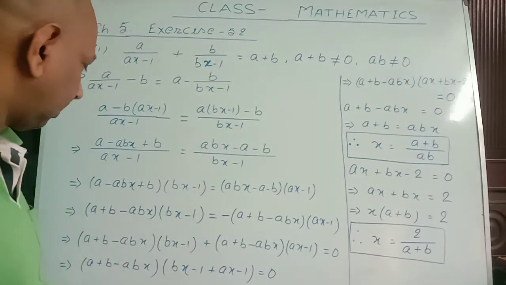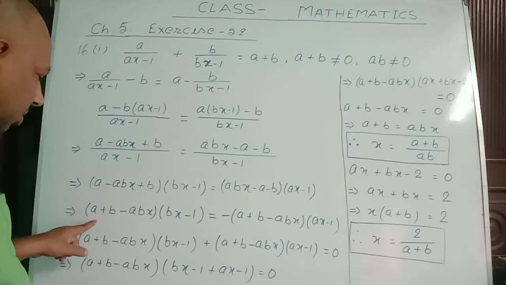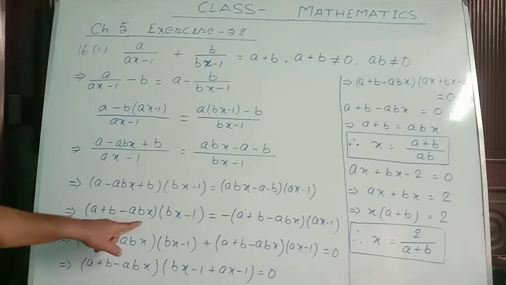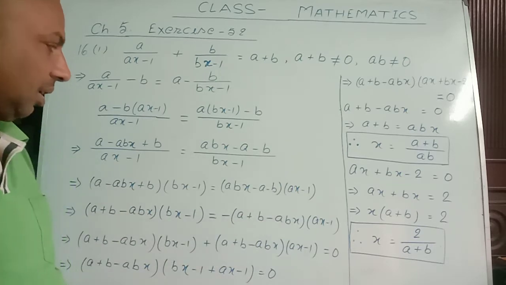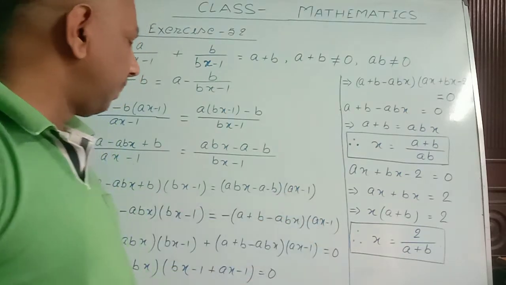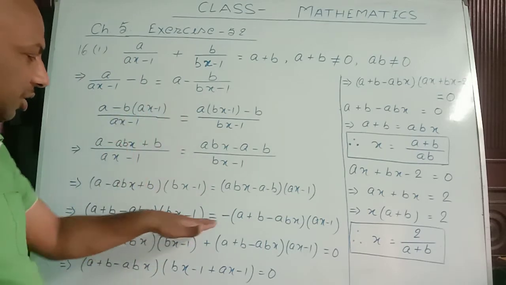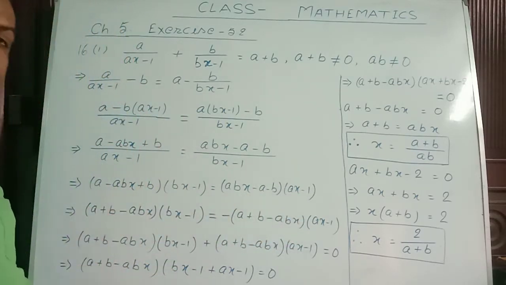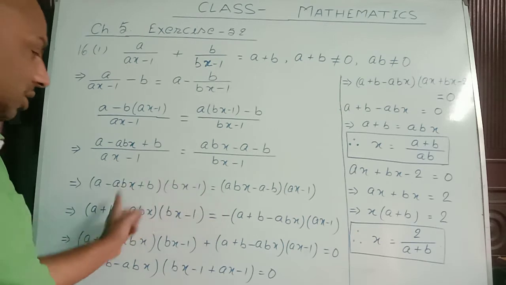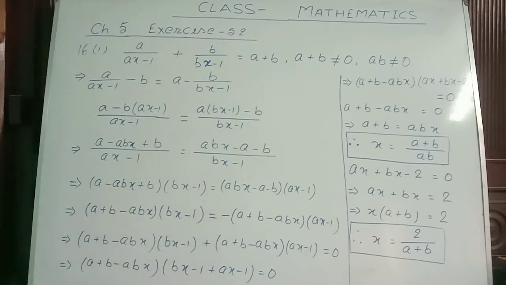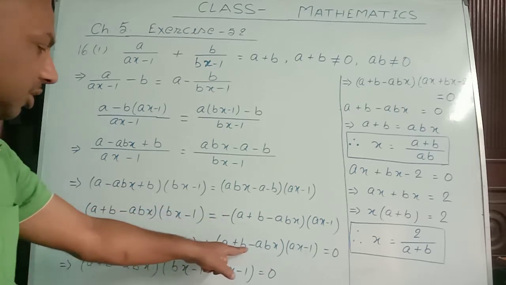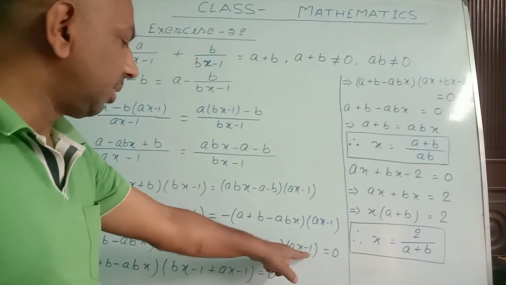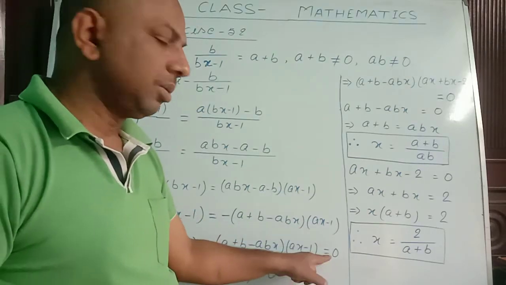Why did we write it? We write it to make the same term here. See, a plus b minus abx, and here also is now a plus b minus abx, and this is followed the same. Now I followed the transposition, this term I brought to this side. After coming to this side, it will be plus. So in this step it became a plus b minus abx into bx minus 1 plus a plus b minus abx into ax minus 1, and this side nothing is left now, so that is equal to 0.